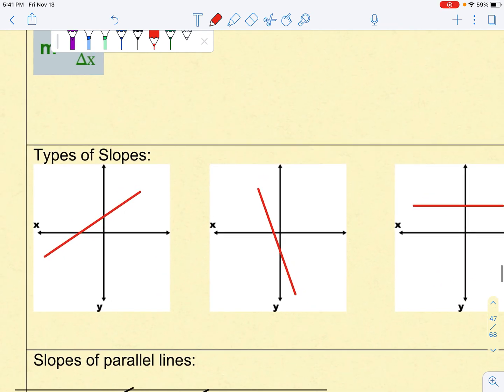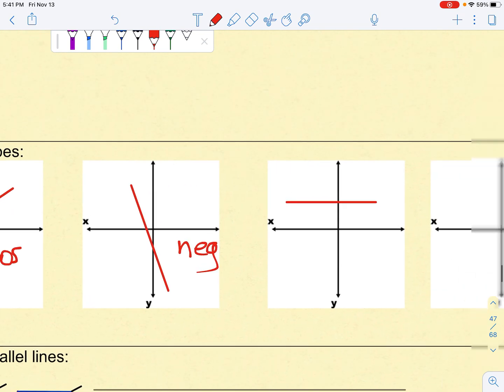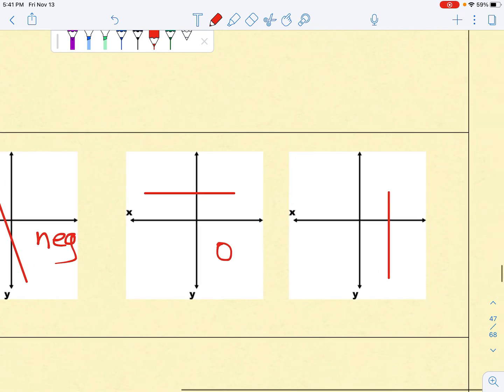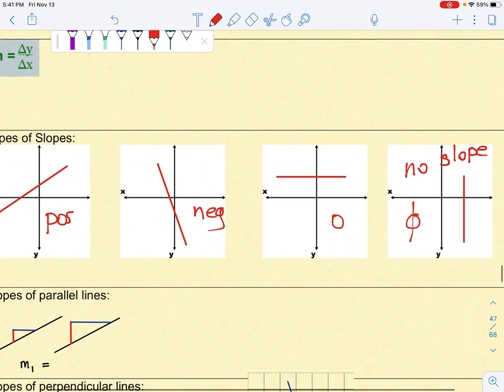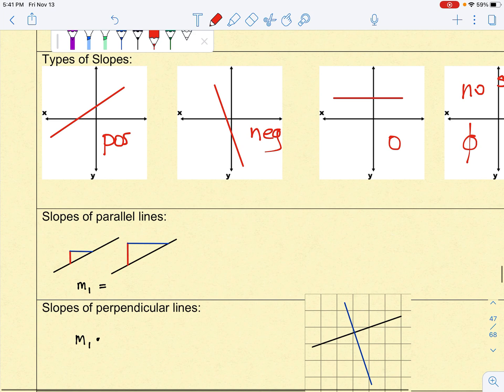All right. This, again, is review. You know, this is a positive slope. This is a negative slope. And this is a 0 slope. And this is a no slope. Okay? Why? Because it's vertical. There is no highest number. Okay? So there is no slope here. And that's the null set symbol for nothing.